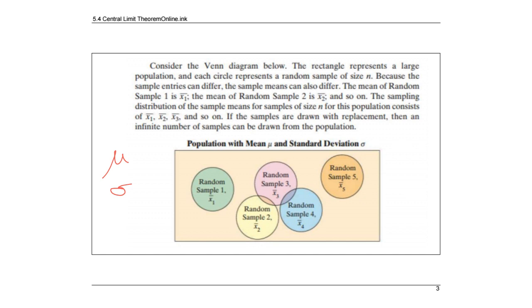So each of those samples has a sample mean, which is X bar. We remember these from chapter 2, and then a sample standard deviation, which would be S. Now, if we keep throwing the samples back in, in other words, if they're drawn with replacement, then we would have an infinite number of samples that we could draw. But like I said, we're going to work with one at a time.